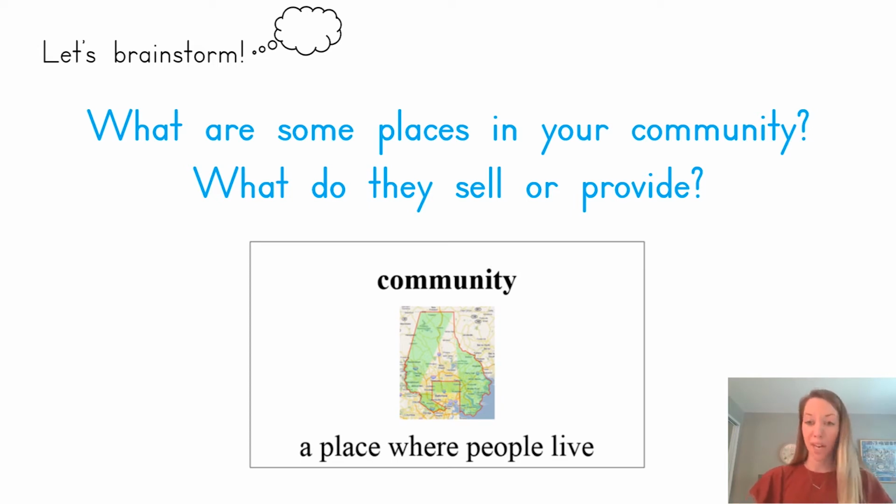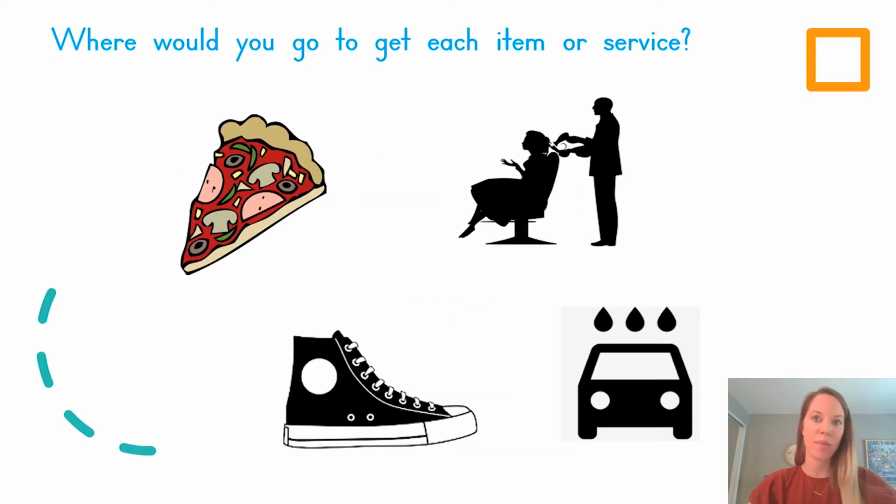So think about the places where you live and think about what stores or places are around where you live. Where do you go to buy things? And think about what do those places sell or what do they provide you with? So take a minute, you can pause if you would like. Take a minute and think about that. So now that you've thought about different places in your community, I want you to think about what stores or places you would go to get each item or service. So in your learning packet, the first section is called motivation. So go ahead and get your packet and you can write with us as we go.